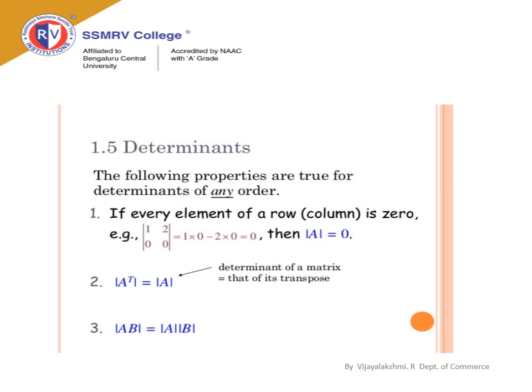Then the third property tells you that determinant of AB is equal to determinant of A multiplied with the determinant of B.